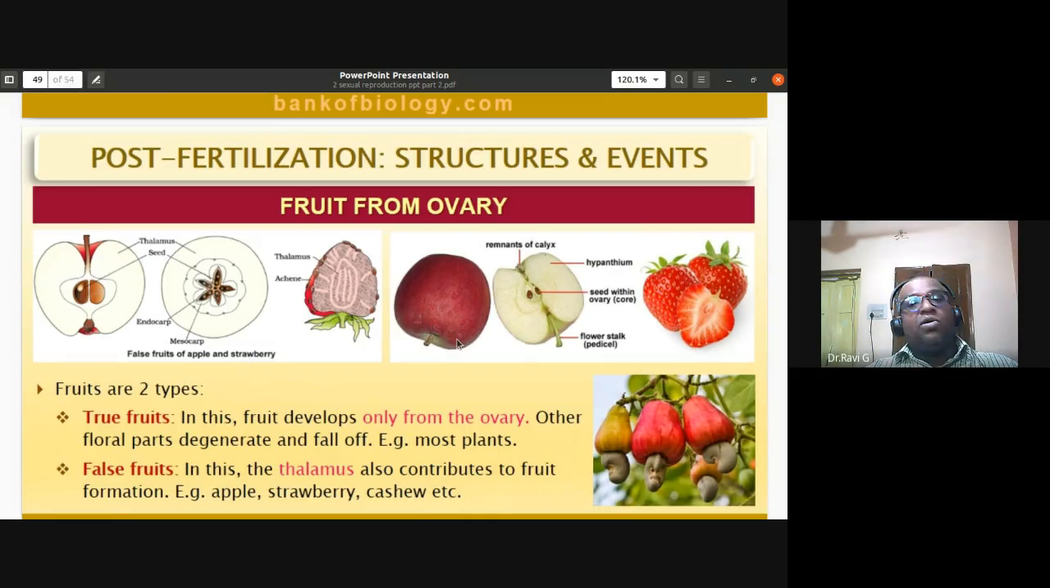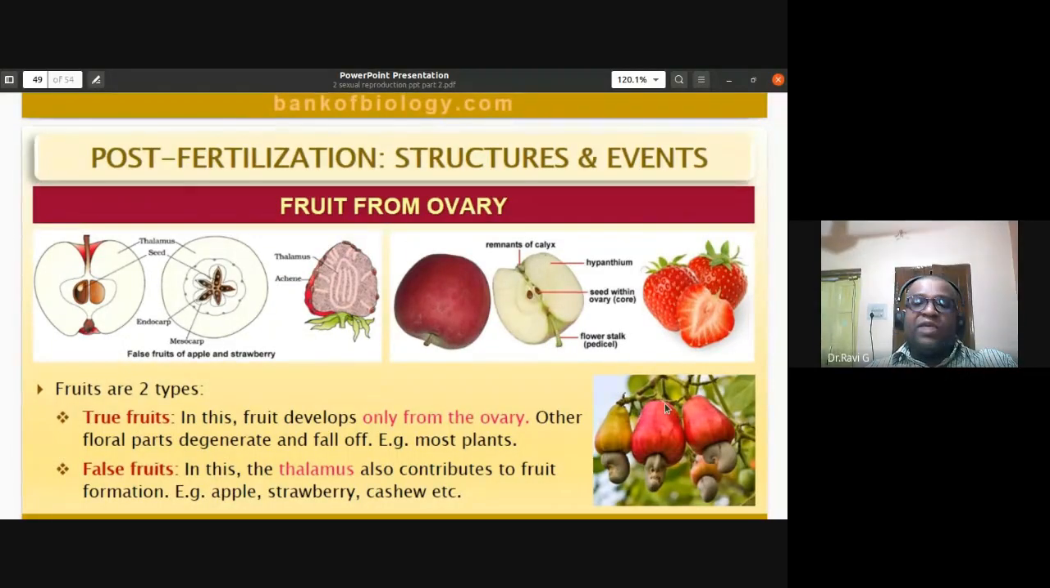Technically, apple is called a pome. Pome is a false fruit. P-O-M-E, pome, it's a false fruit. So you can notice the remnants of calyx, the seed within the ovary, that is the core of it, and the flower stalk or pedicel. Even the strawberry is a false fruit. We are eating the thalamus. The genuine fruit is the membranous covering of it.